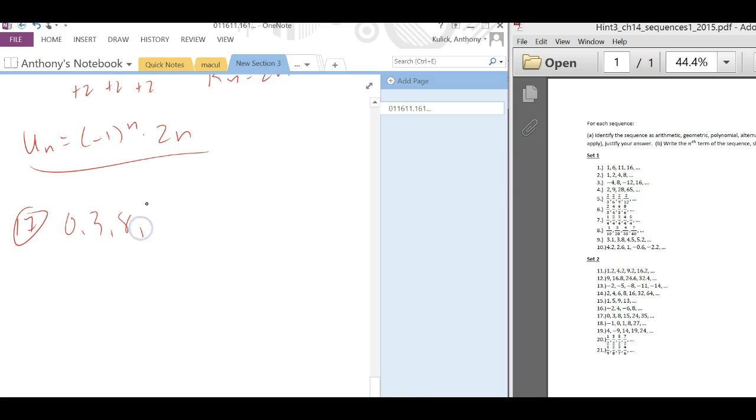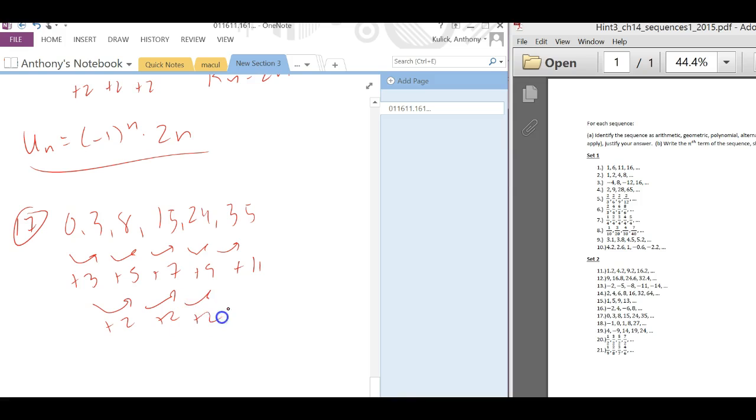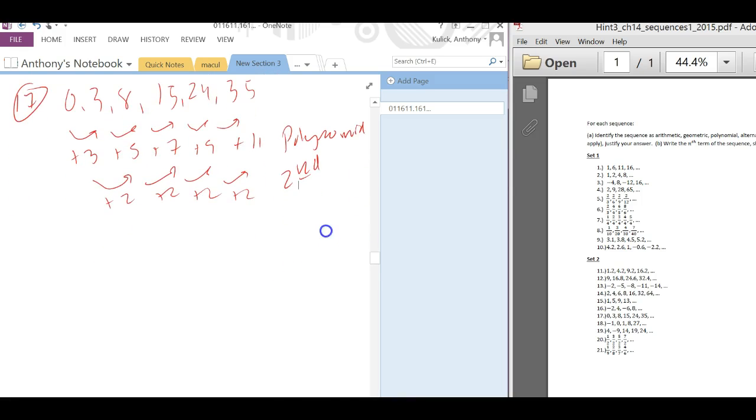0, 3, 8, 15, 24, 35. Being a student stinks. So I'm going to notice right away that it's not geometric, so I'm going to look to see if it's arithmetic or polynomial. And hopefully by now you notice that it's a polynomial. And in fact, it's got a second common difference. So the polynomial that we're going to be writing is of the form an squared plus bn plus c. And to solve that system for my a, b, and c, I'm going to have a system of 3 equations.